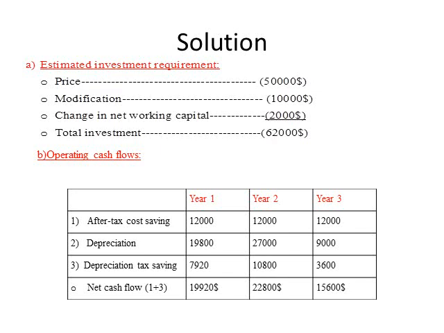So by calculating the after tax cost saving, it will be the 20,000 saving times 1 minus the tax, which is 40%, or times 60%, which will give me $12,000 in year 1, year 2, and year 3.